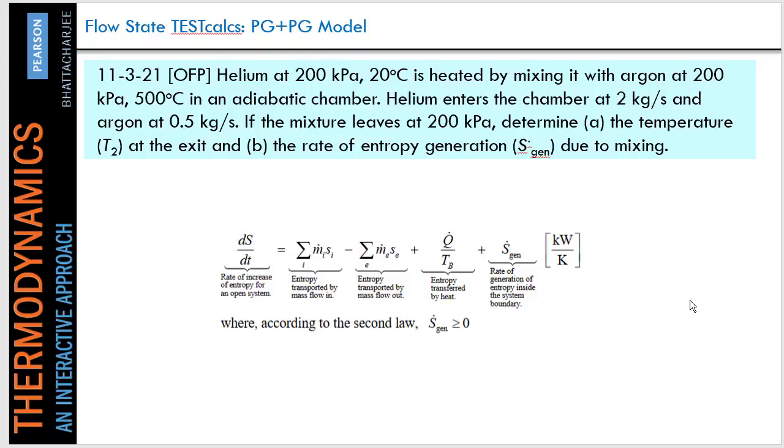This problem states that helium at 200 kPa and 20 degrees C is heated by mixing it with argon at 200 kPa and 500 degrees C in an adiabatic chamber, which means no heat transfer occurs. Helium enters the chamber at 2 kg per second and the argon enters at 0.5 kg per second. And then the mixture leaves at the same pressure. So it asks us to determine the final temperature and the rate of entropy generation, which is S dot gen.